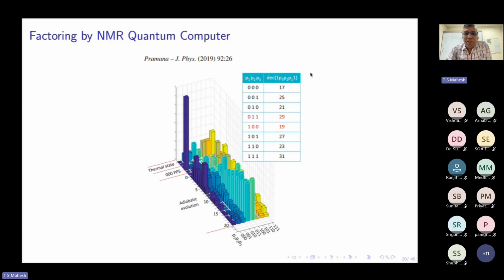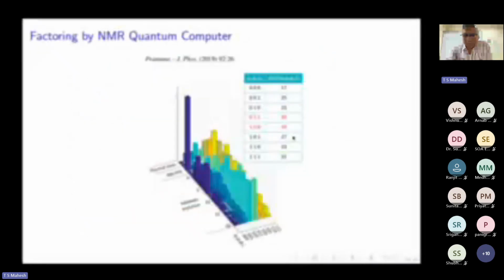Why we have to do it this specific way is described in this paper. As I said, it's a bit lengthy, but it's a general method. You can use it for any composite number. If you sandwich these two numbers between 1, reverse the order, and convert from binary to decimal, you get 29 and 19. And you can confirm that these are the actual factors of the number 551.